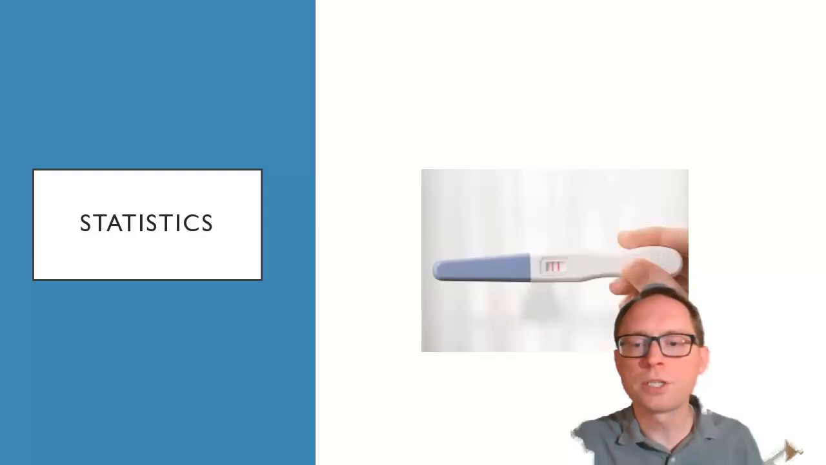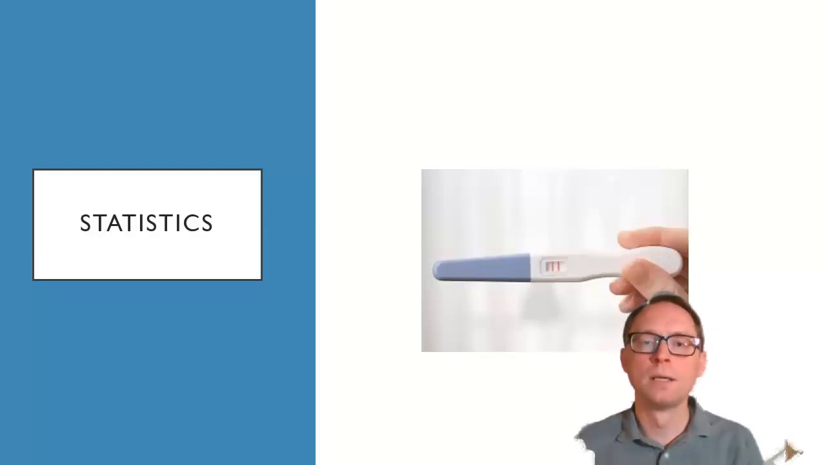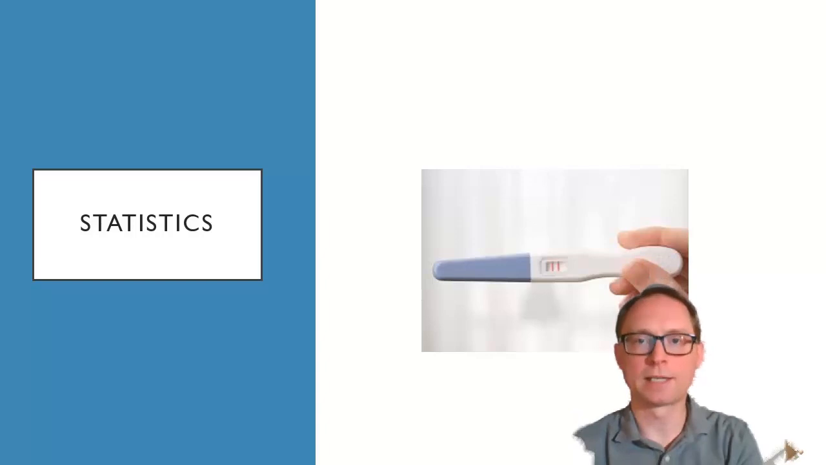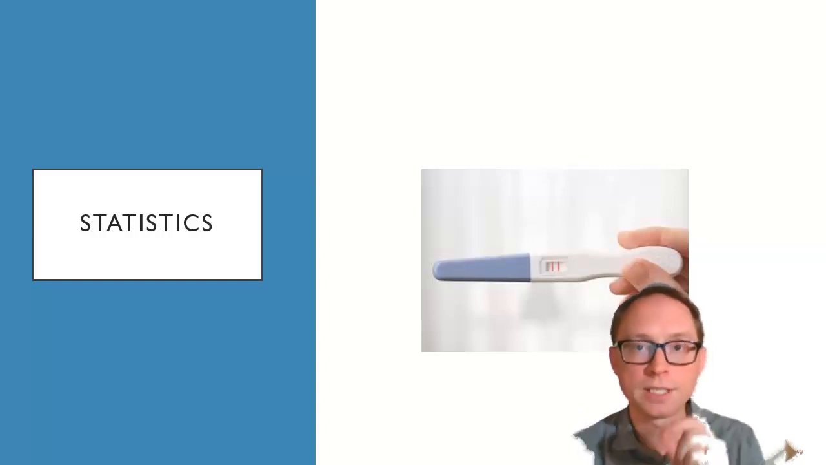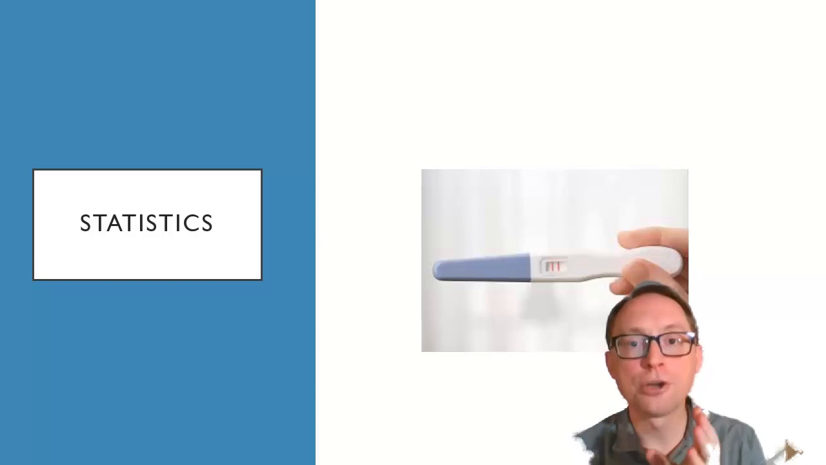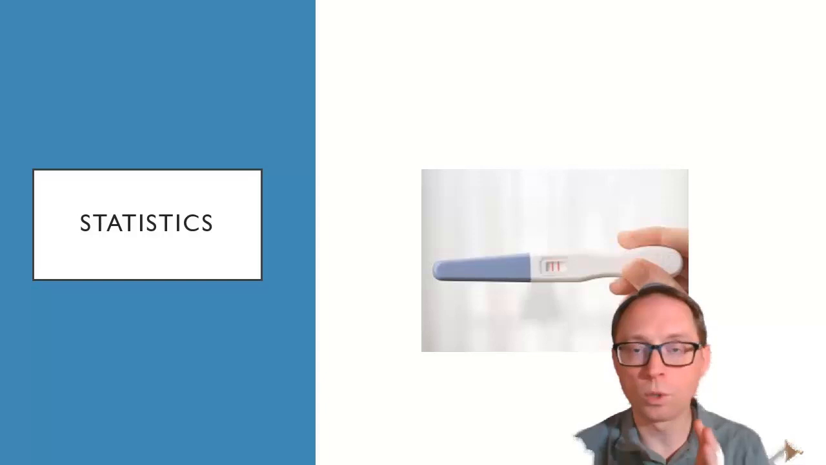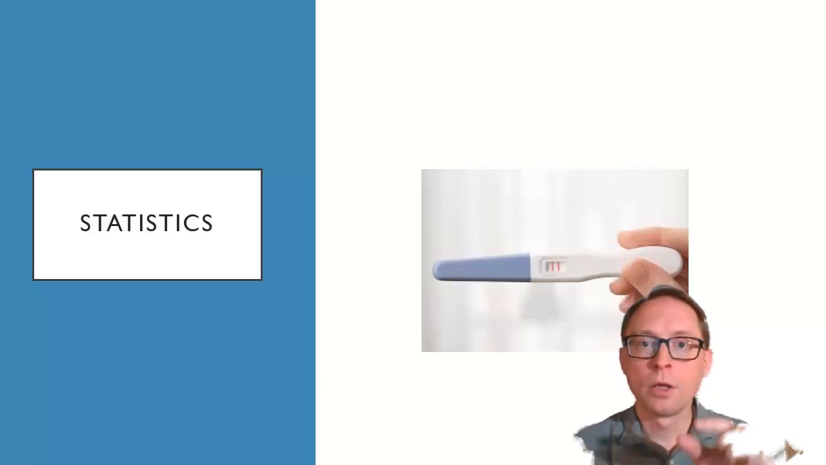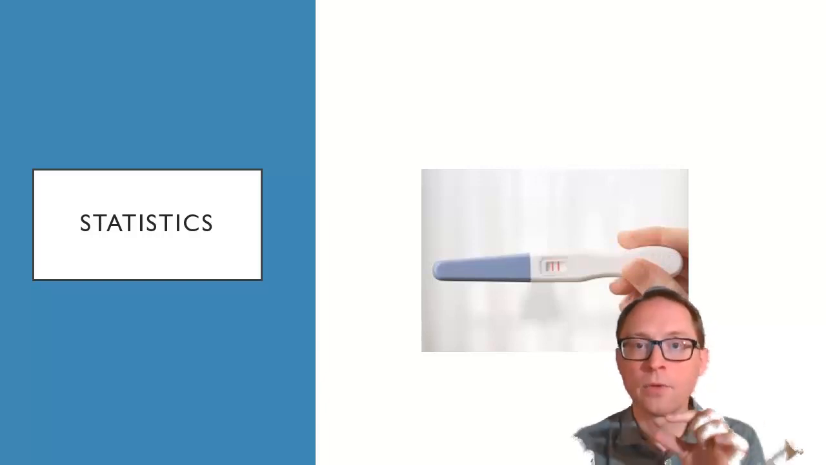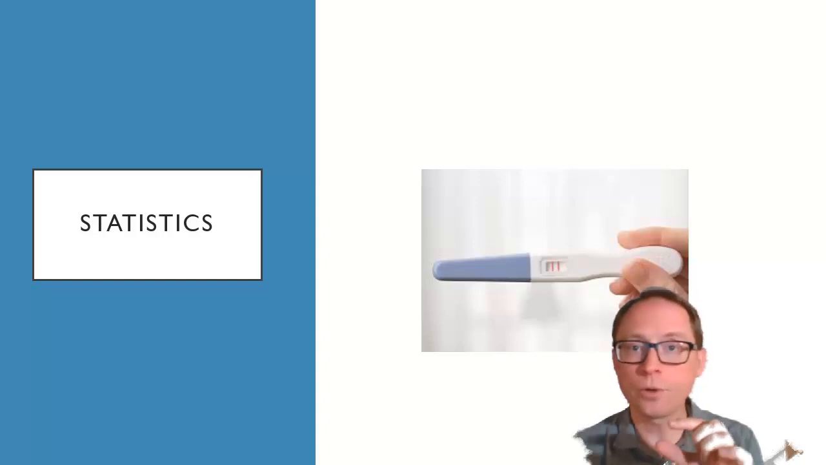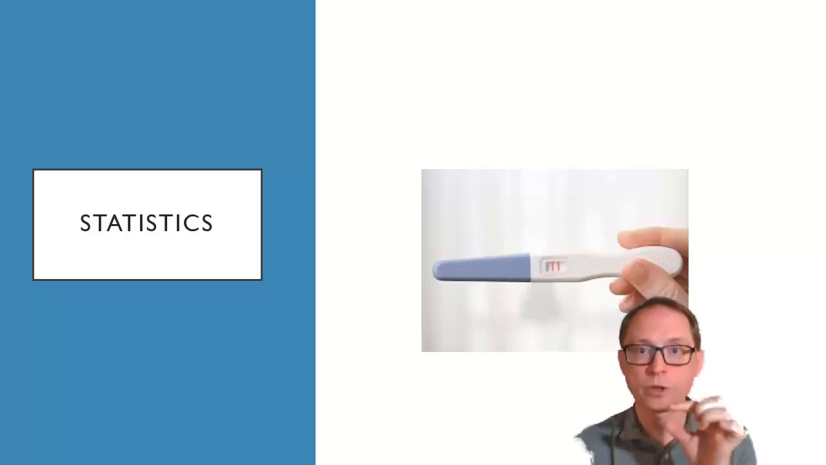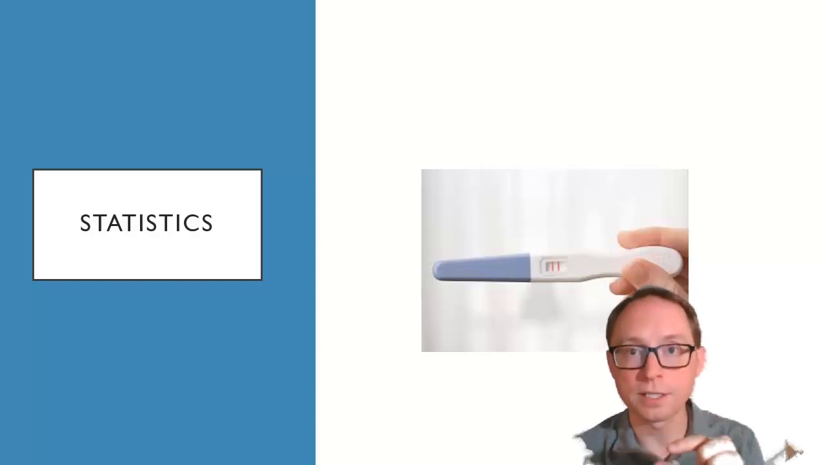So here's another analogy. Statistics are like pregnancy tests. When somebody takes a pregnancy test, they don't know whether or not they are pregnant. They don't know what's really happening. They take the test. The test tells them they're either pregnant or they're not pregnant. So that test, whether you're pregnant or not pregnant, that's kind of like a statistic.